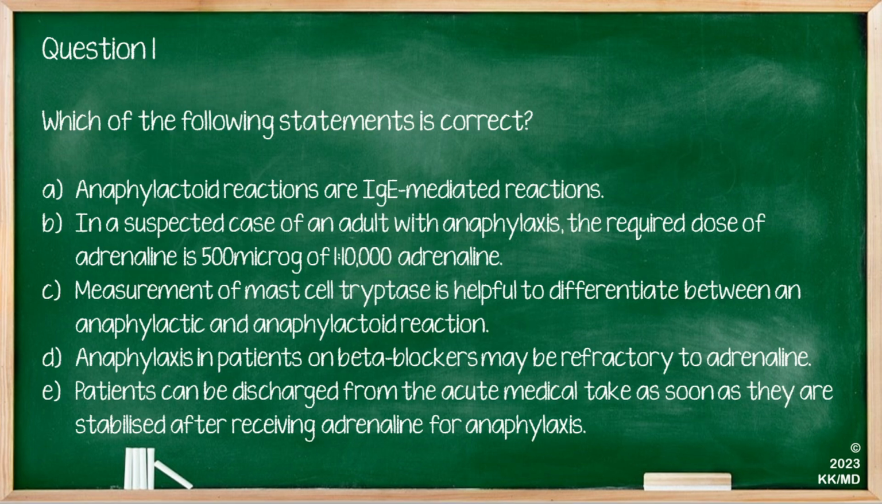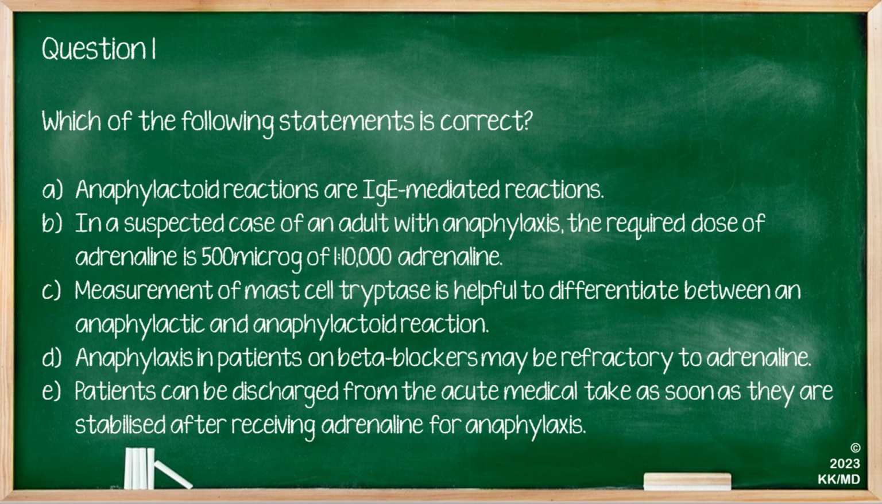So let's do some questions. Which of the following statements is correct? A. Anaphylactoid reactions are IgE-mediated reactions. B. In a suspected case of an adult with anaphylaxis, the required dose of adrenaline is 500 microgram of 1 in 10,000 dilution. C. Measurement of mast cell tryptase is helpful to differentiate between an anaphylaxis and an anaphylactoid reaction.